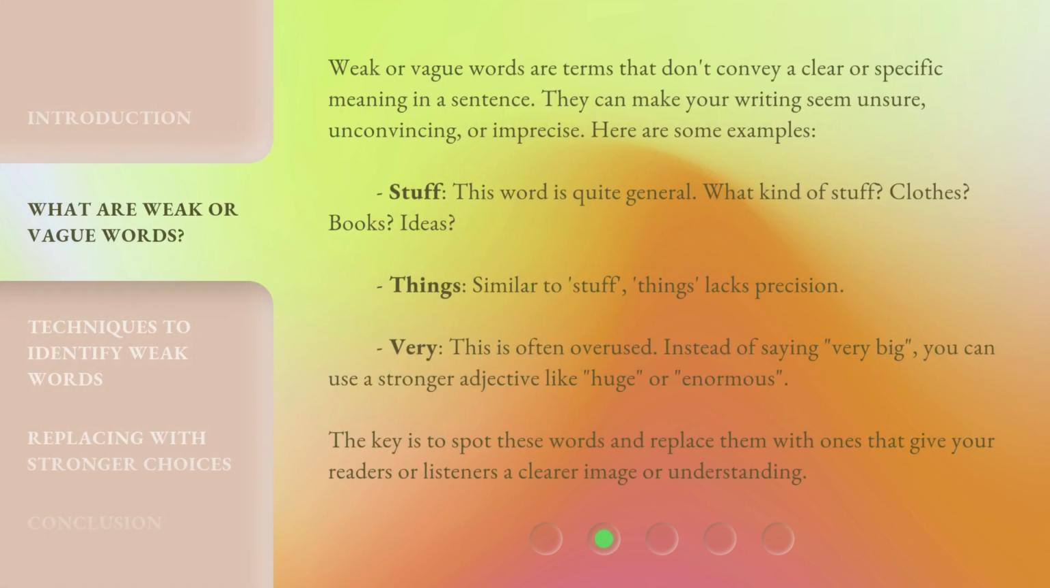Weak or vague words are terms that don't convey a clear or specific meaning in a sentence. They can make your writing seem unsure, unconvincing, or imprecise. Here are some examples. Stuff. This word is quite general. What kind of stuff? Clothes? Books? Ideas? Things. Similar to stuff, things lacks precision.